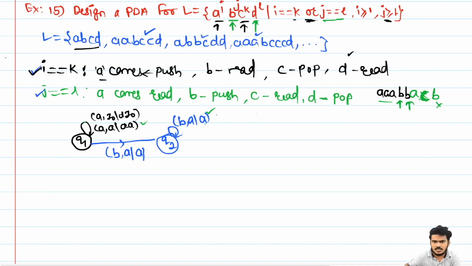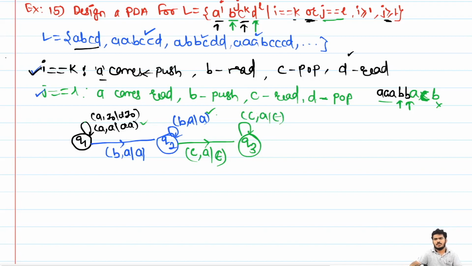So I am changing the state and I am writing here c is the input and the top of the stack is a. So for this I have to pop. Now I am in the q3 state, and in this state I will get the same operation for more c's. When c is the input and a is the top of the stack, it becomes epsilon. Now c's are over, and if I am left with d, I have to again change the state.